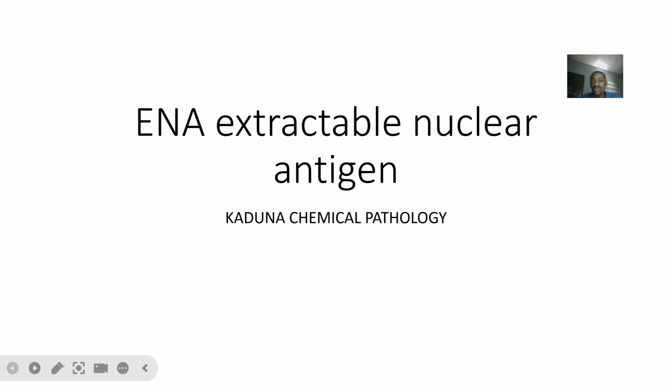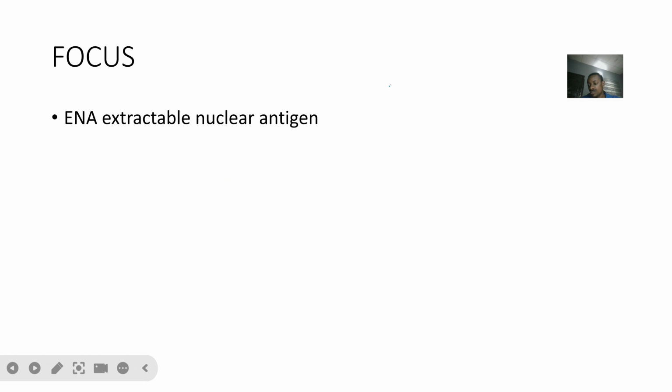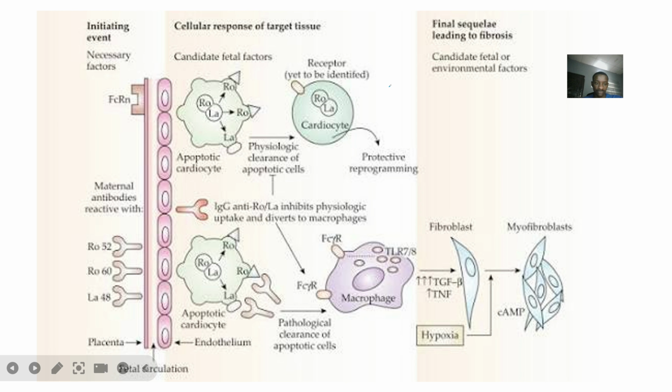So ENA is what is known as the extractable nuclear antigen. Extractable nuclear antigen. So what is this extractable nuclear antigen, and how can we go about it? A lot of things on the screen you can actually pause to observe. So for the ENA, let's proceed.